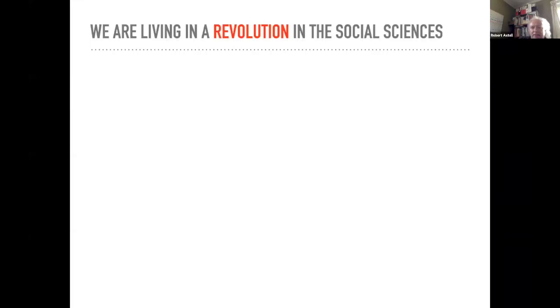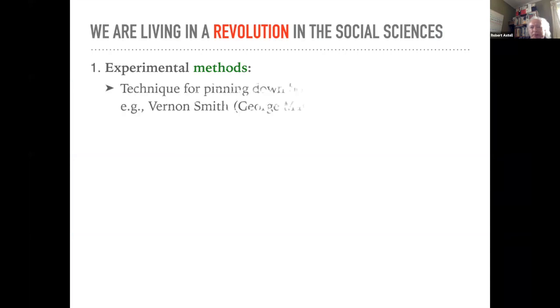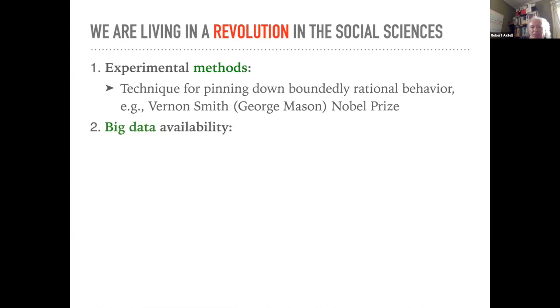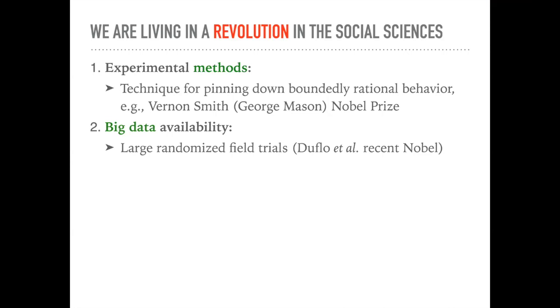The first slide just says that at the present time, we have very much a sea change going on in the social sciences, where we have so many more data streams than were available, say, even a decade ago. Experimental methods, people will know about things like experimental economics, are pinning down behavioral aspects of how people depart from rational behavior, for example, vis-a-vis economics. Vernon Smith won a Nobel Prize for this kind of work. But increasingly, we have things like large-scale randomized field trials, and for example, the recent Nobel Prize to Duflo et al. for this kind of work.